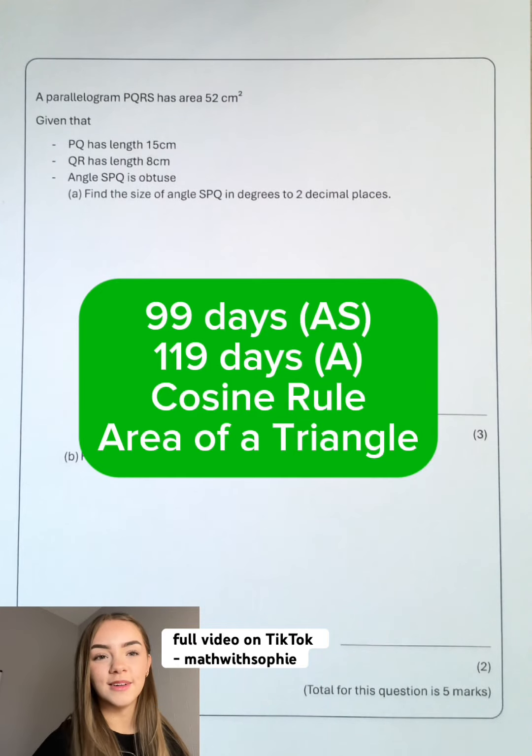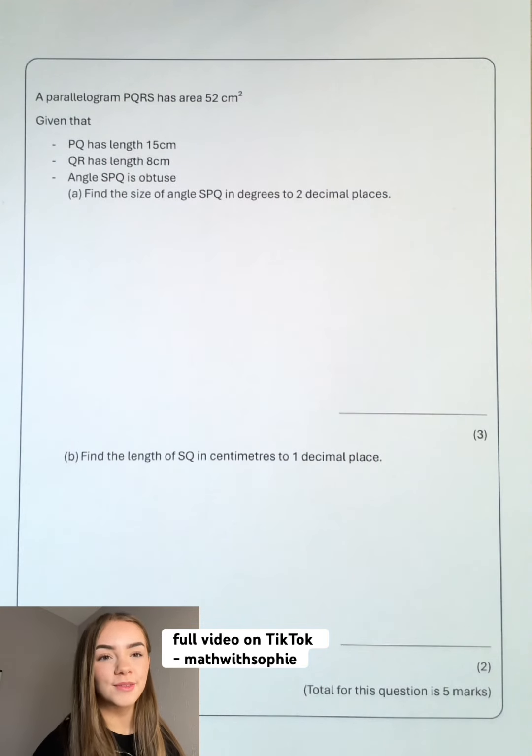99 days until AS Level Maths Paper 1. Pause the video, have a go at this question and then we'll have a look at it together.